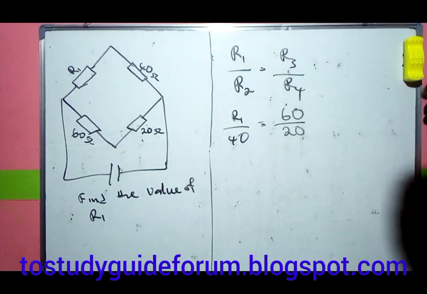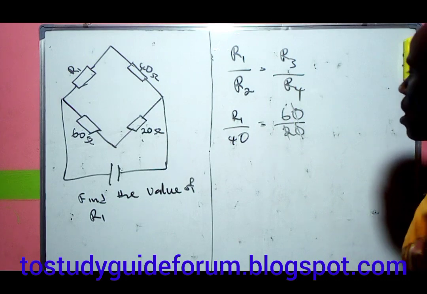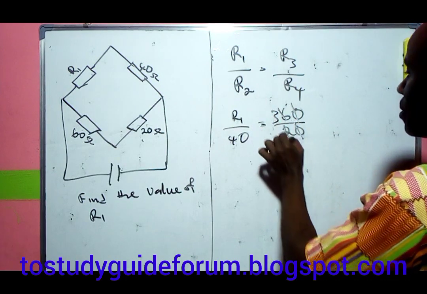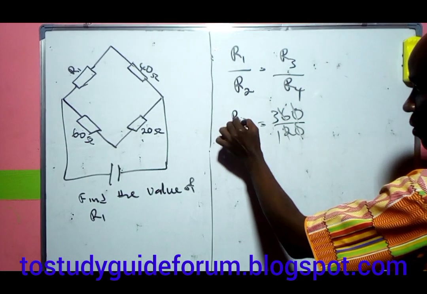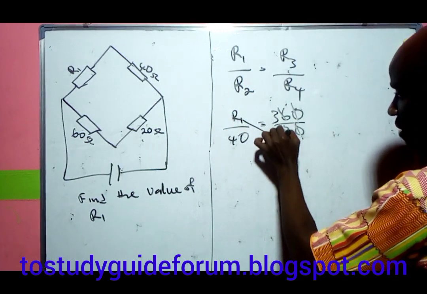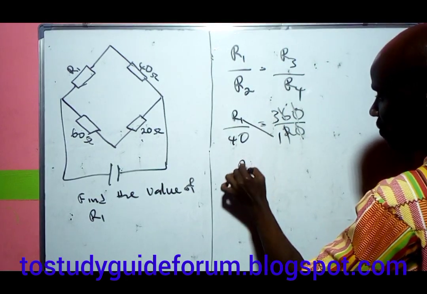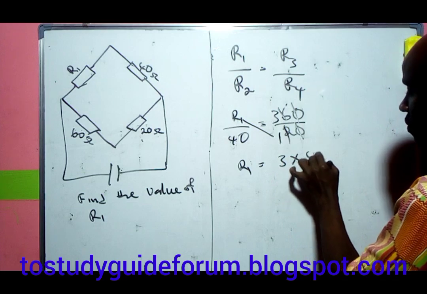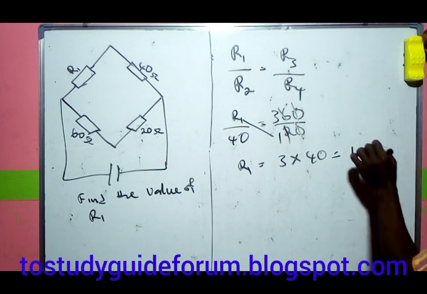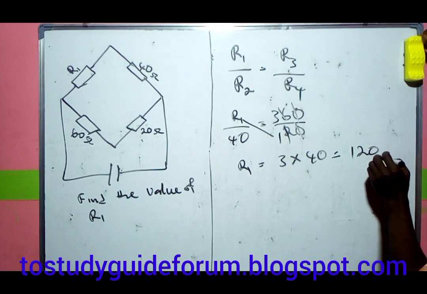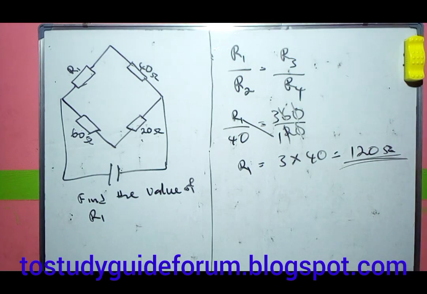So what are we going to do now? I think we can cancel out. This can also cancel, and then we have 3 over 1. So to get the value of R1, R1 is equal to 3 times 40. 3 times 40 should be 120 ohms. So this is the final answer.